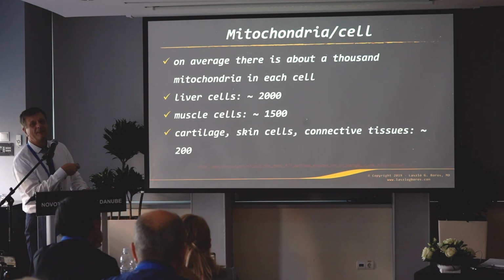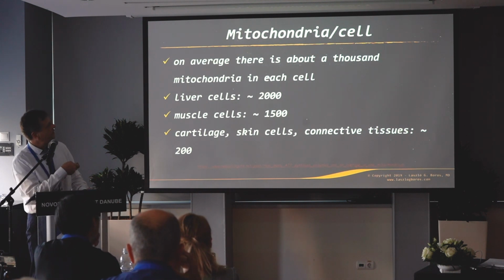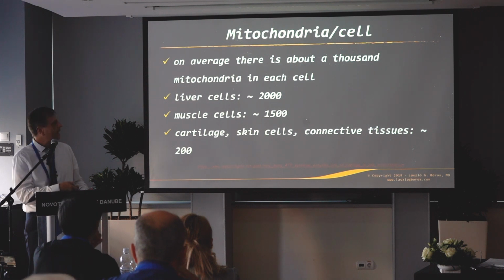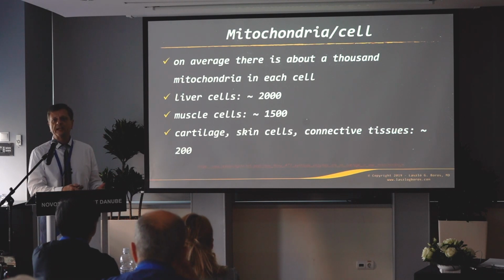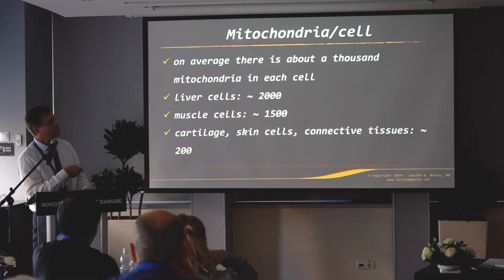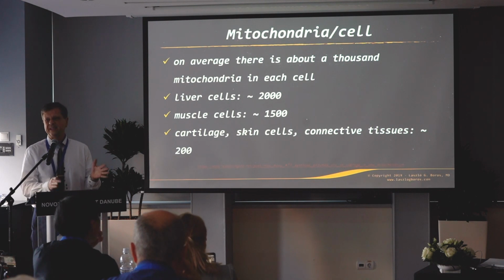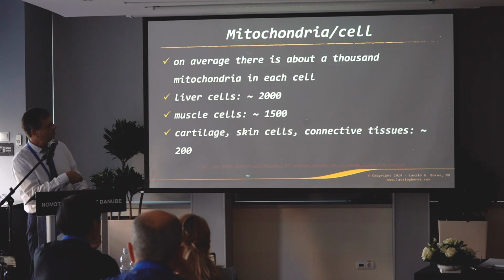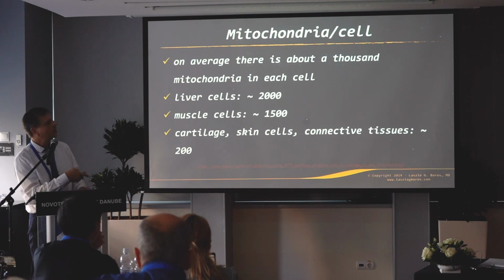And if you look at how many mitochondria there are in cells, liver cells have about 2,000 mitochondria per cell, and in muscle cells, there are about 1,500 mitochondria. Cartilage, skin cells and connective tissues have about 200 mitochondria. So as an average calculation, we use 1,000 as an average. Again, these calculations are more in the ballpark, so nobody knows exactly how many there are, but you can always look at the numbers based on the links that I provided, so you can do your own calculations as well.